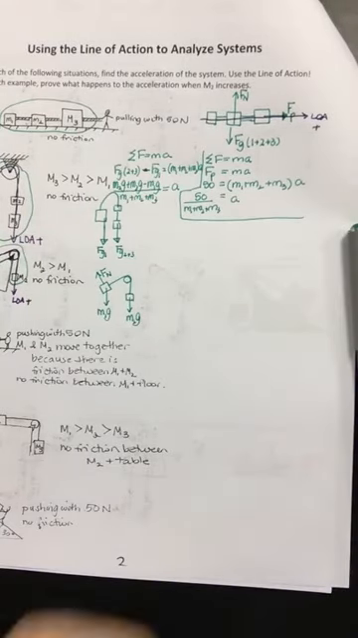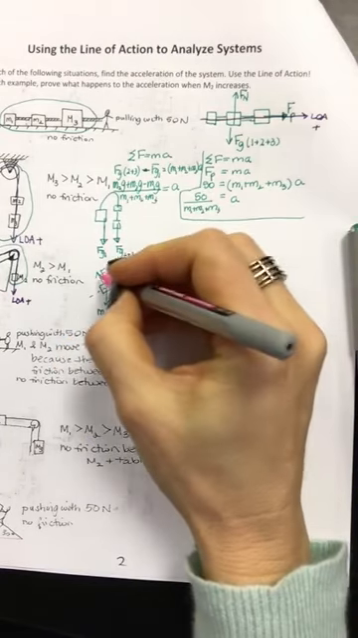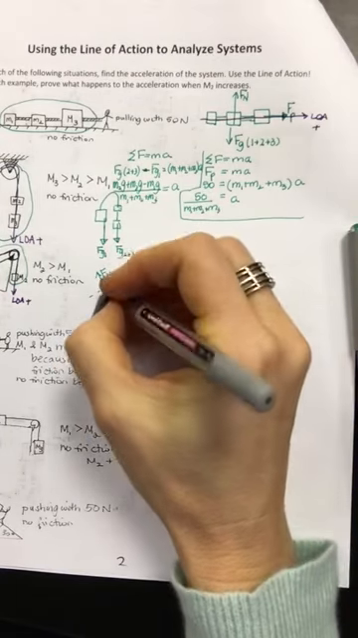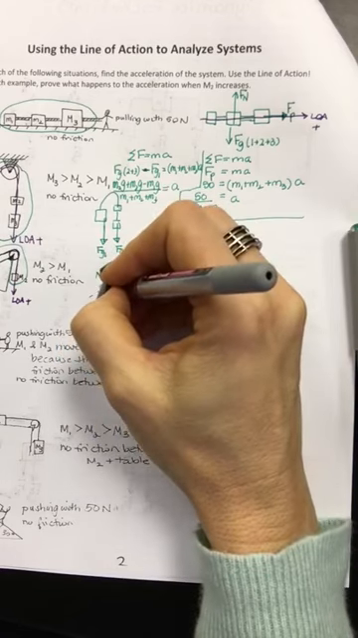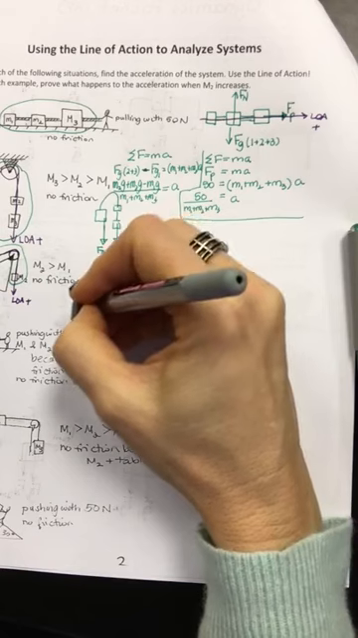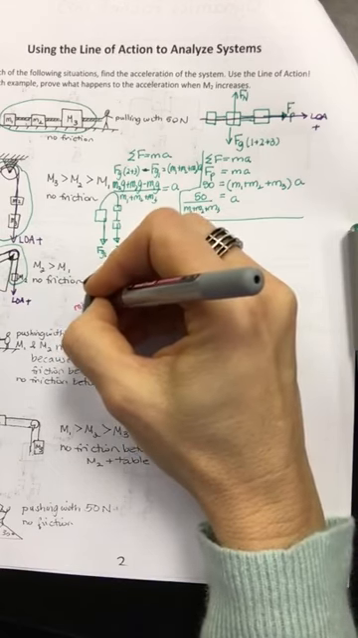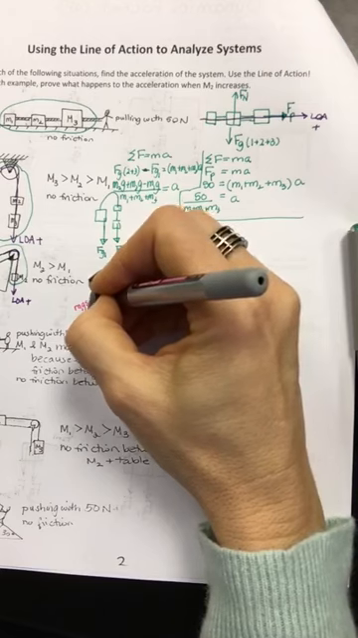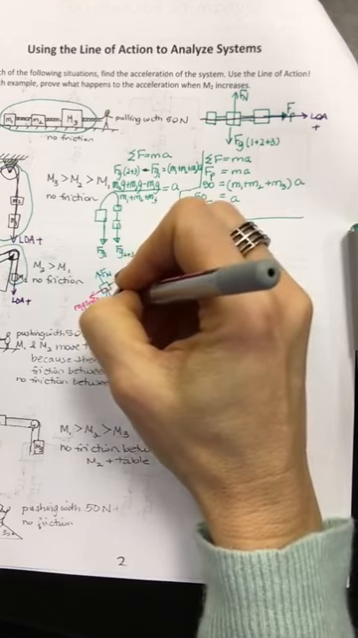Again though, if you look at your line of action, right, normal force is perpendicular, so it doesn't matter, but M1G is actually off the axis, so we need to split this into components. So I'm going to do M1G, and that's going to be sine of 60, and this is going to be M1G cosine 60.